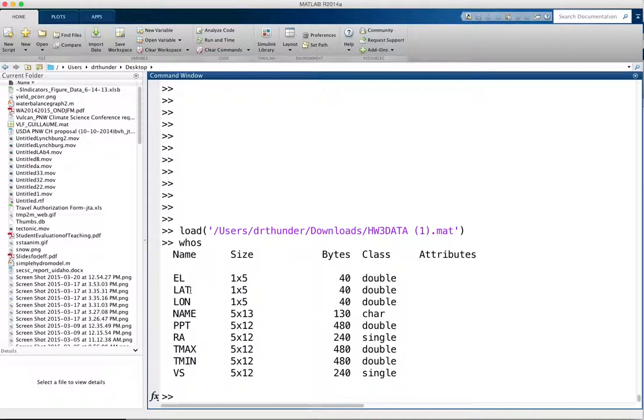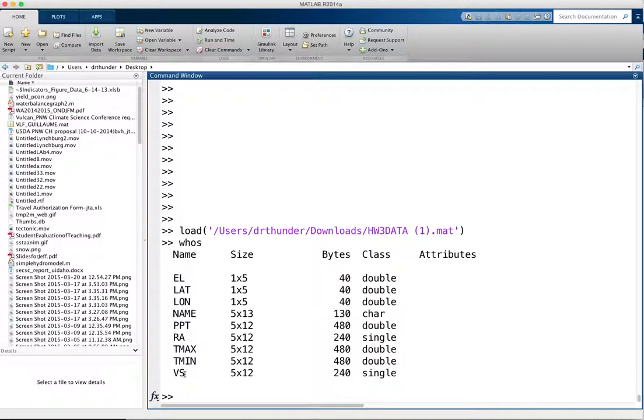We have elevation, latitude, longitude, the name of the station, climatological monthly precipitation, climatological monthly downward shortwave radiation, monthly high temperature, monthly low temperature, and wind speed. And all of the data are in metric units, so there's no unit conversion needed here.